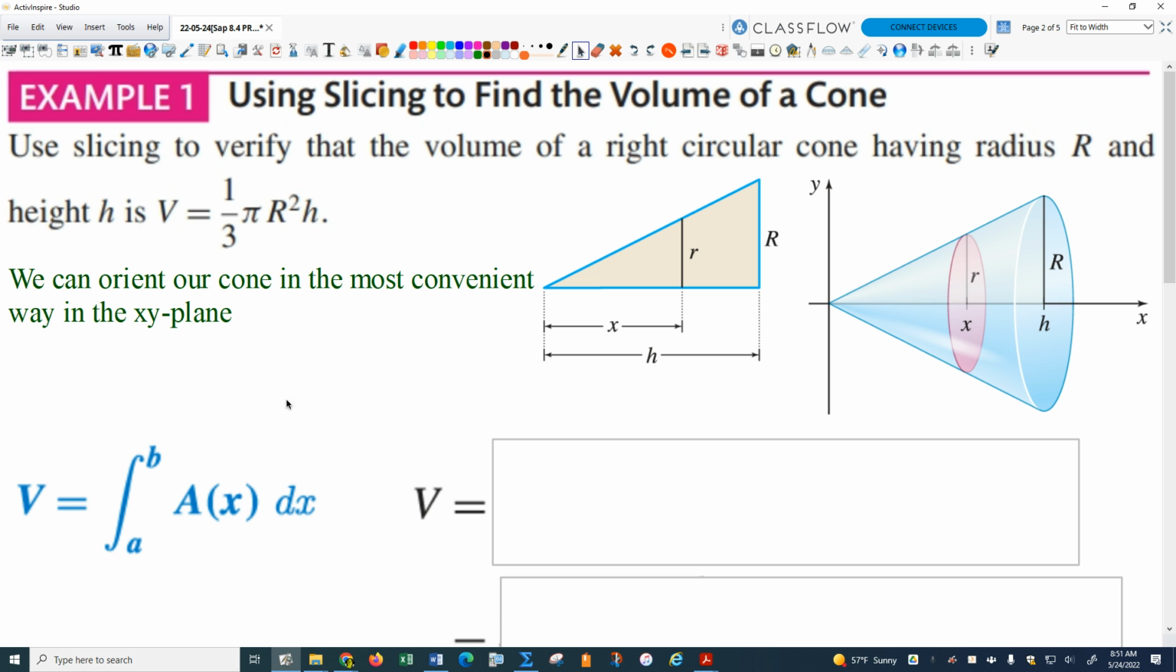So let's just look at a couple examples. What about one like this? Let's use slicing to verify the formula for the volume of a right circular cone with radius r and height h. So we're going to orient the cone in the most convenient way. We're going to stick the cone where the vertex is right at the origin, and it's just going to open up with the axis of symmetry being the x-axis. What would the cross-sectional area of one of those circular slices be as a function of x then? How are we going to get that?